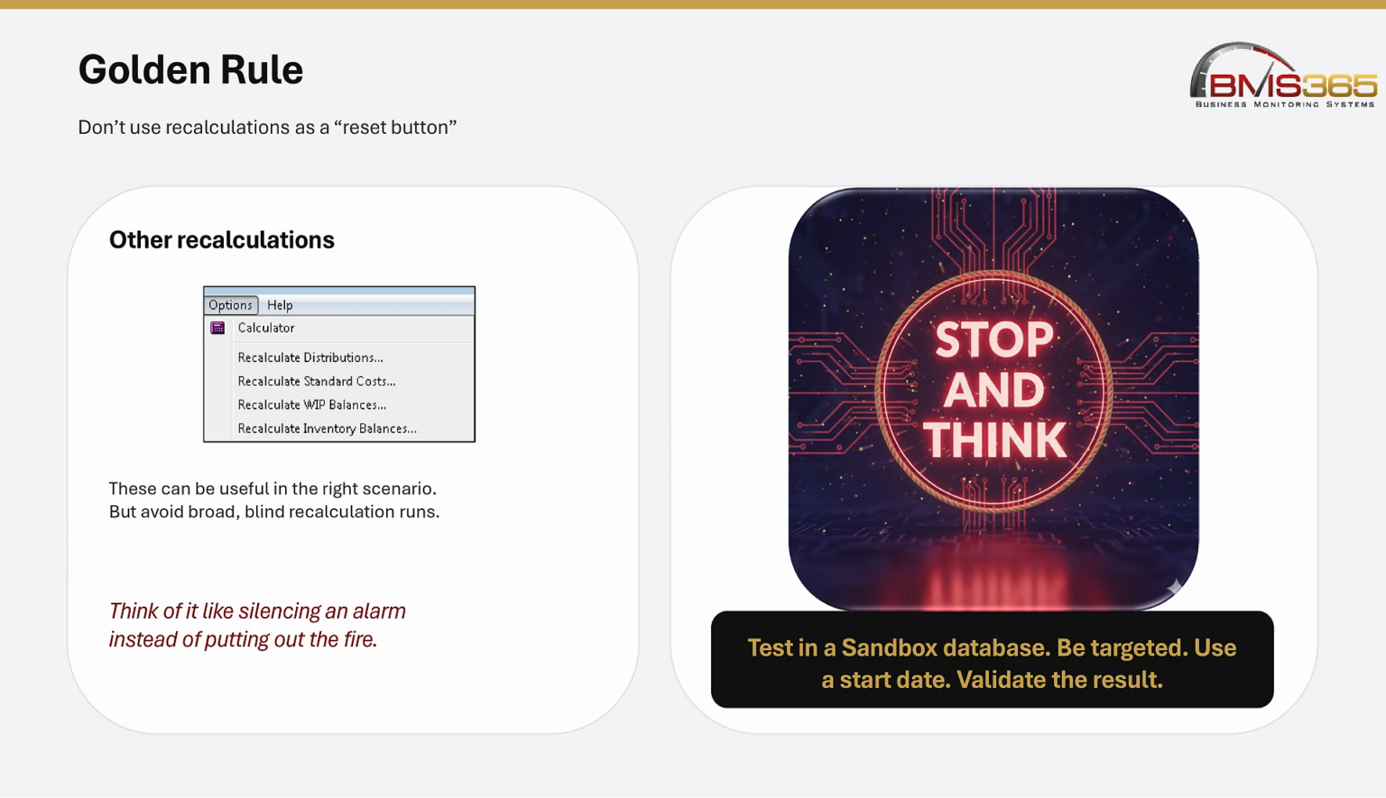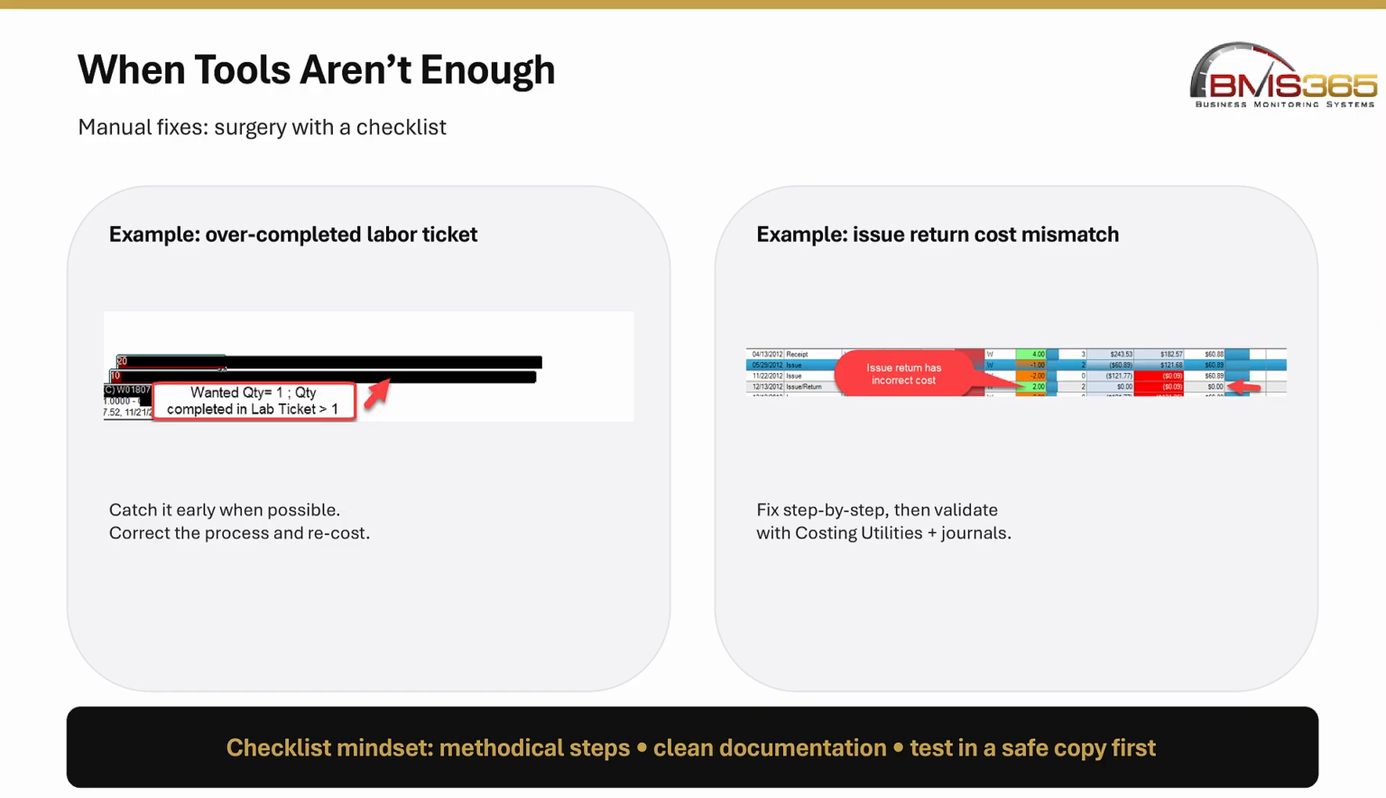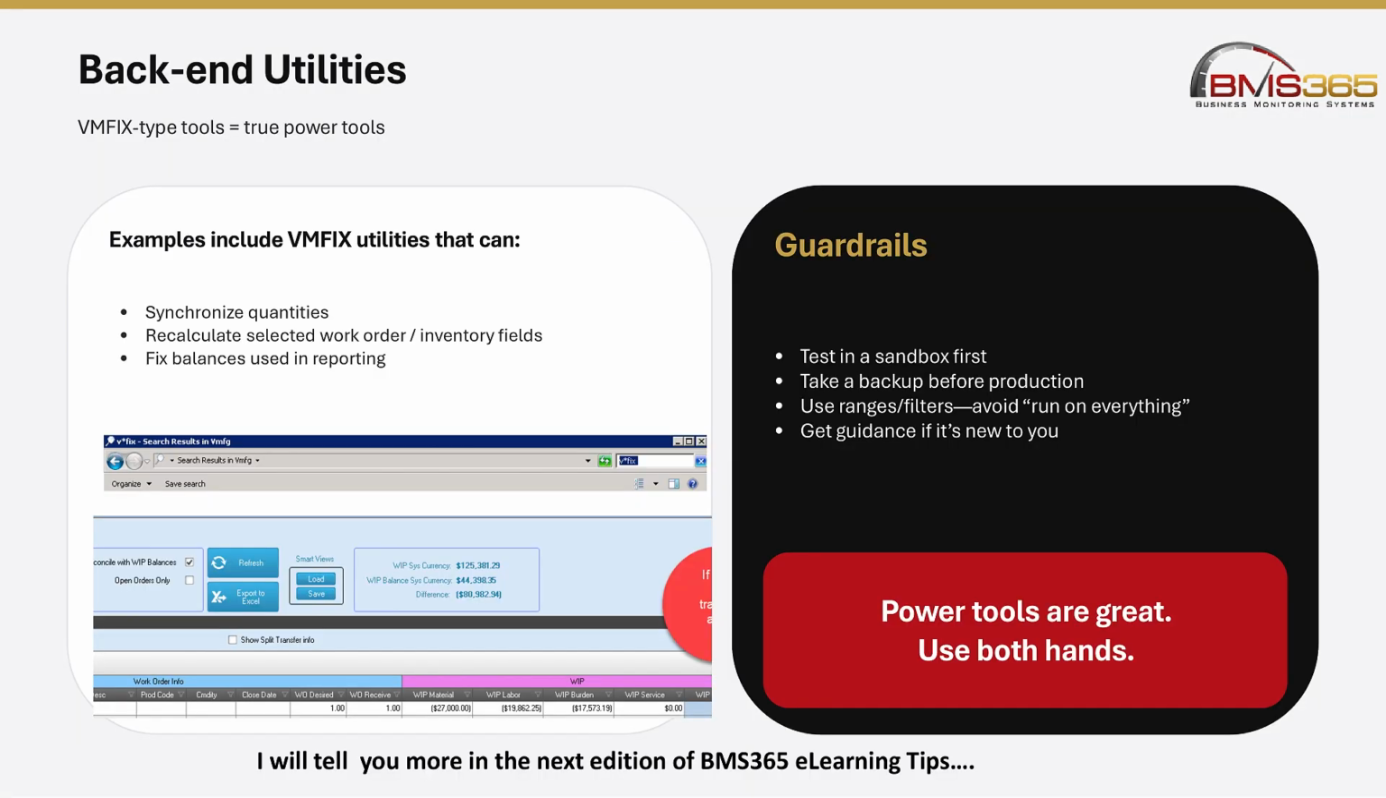That's where manual fixes come in. Manual fixes are like surgery with a checklist: careful steps, clean documentation, and verification. They can work extremely well, but they must be done methodically and ideally tested in a safe copy of the database first. And finally, the back-end utilities, the VMFX type tools. These are true power tools. They can synchronize quantities, recalculate certain work order or inventory fields, or fix balances used in standard reporting. They can help, but they're not everyday tools. They're the kind of thing you use with the right guidance, the right testing, and a good backup, because nobody wants their fix to become the next mystery novel.